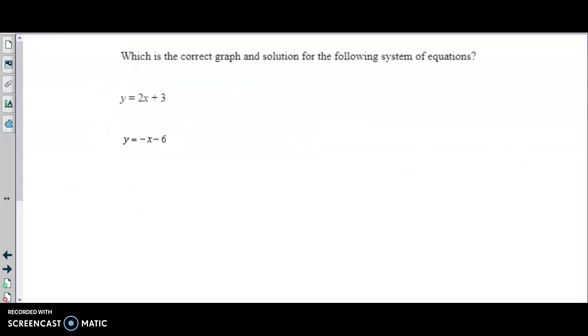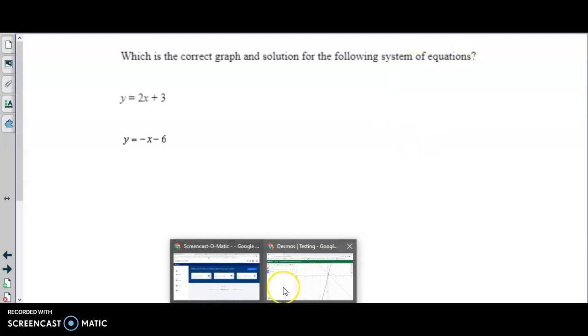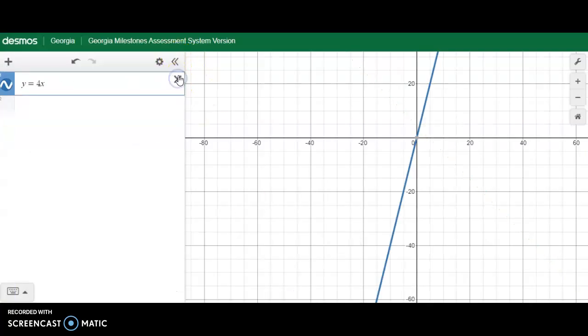So we're just finishing up the questions from this quiz. The next one is, which is the correct graph and solution for the following systems of equations? Well, what I like to do is go to Desmos and type them in and see what they look like.